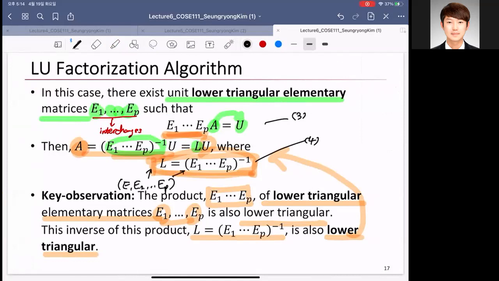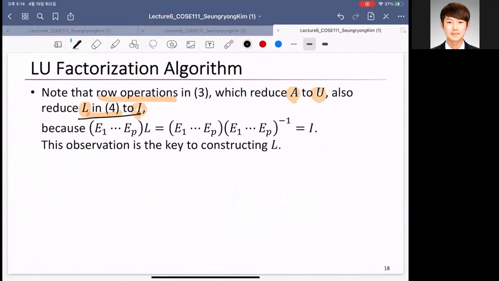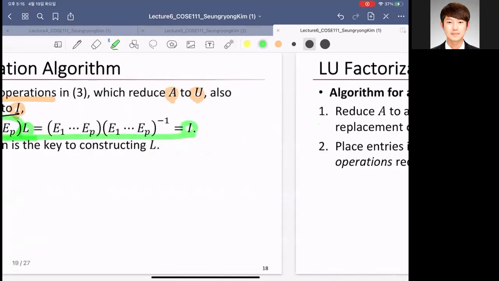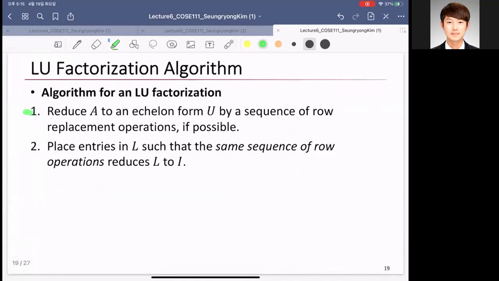Here and here, then it's going to be the identity. This one, L to the I. Because here, this sequence of the elementary operation times L is going to be the I. So this observation is key to construct L. Then here's the algorithm for the LU factorization.